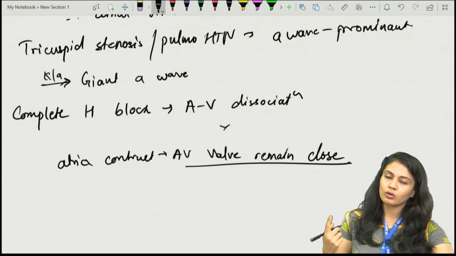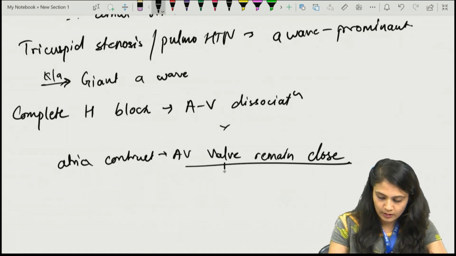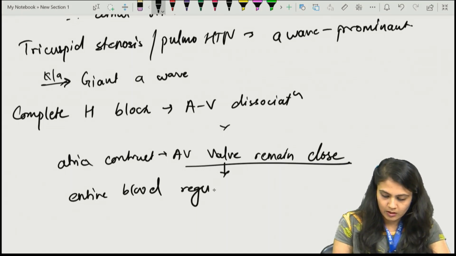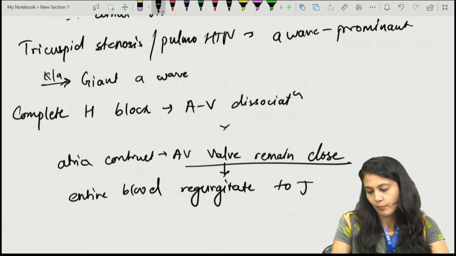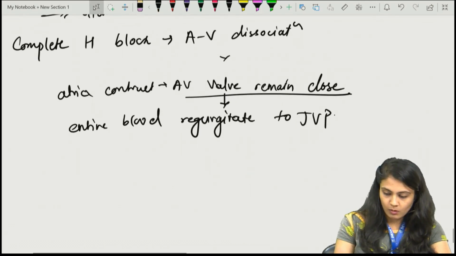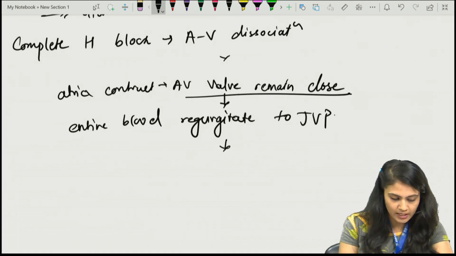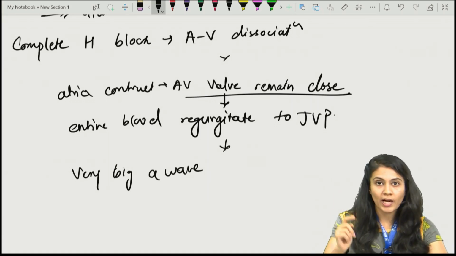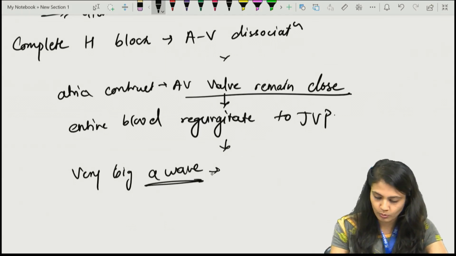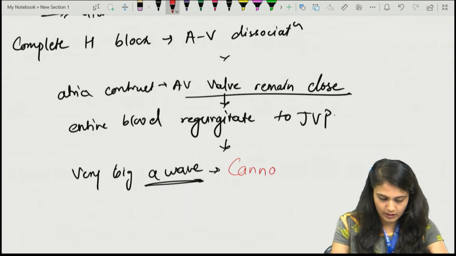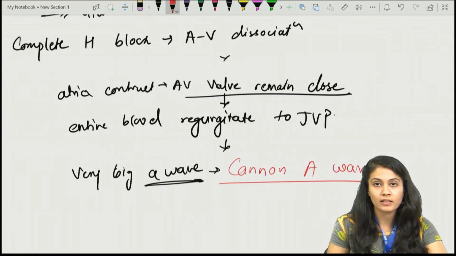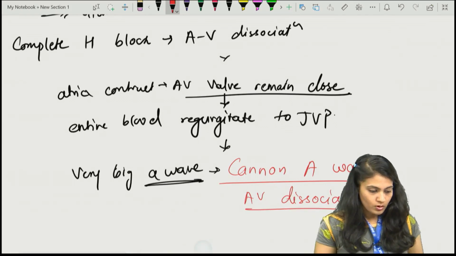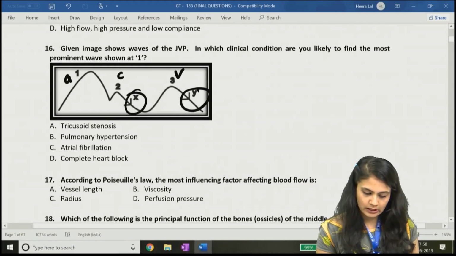The AV valve remains closed, so where will the blood enter? The entire blood regurgitates to the JVP. So we are going to get a very high, very big A wave, more than the giant A wave, which is known as the cannon A wave. And what is the cause for it? The cause is AV dissociation. So the answer to our question is option D, complete heart block.